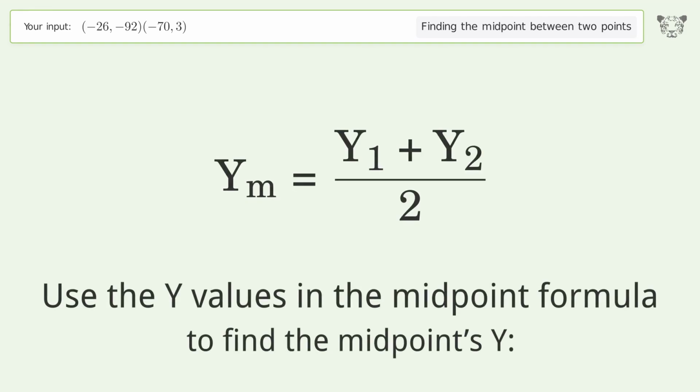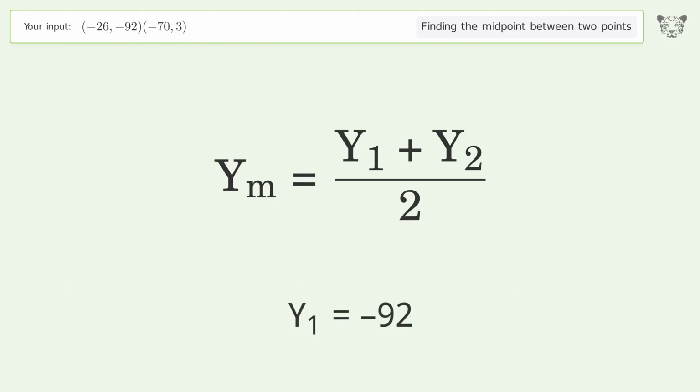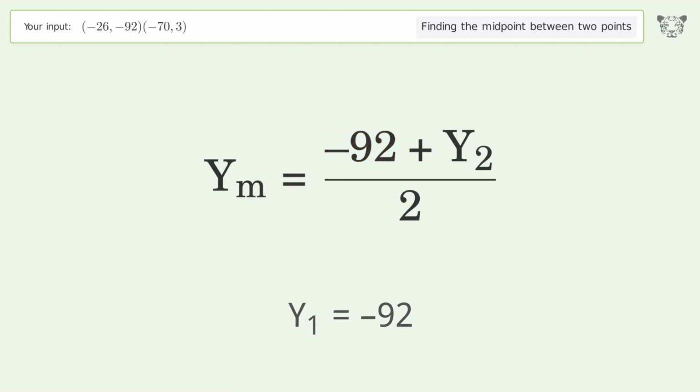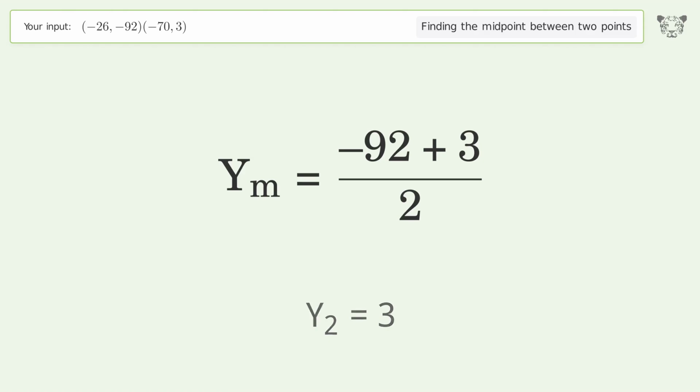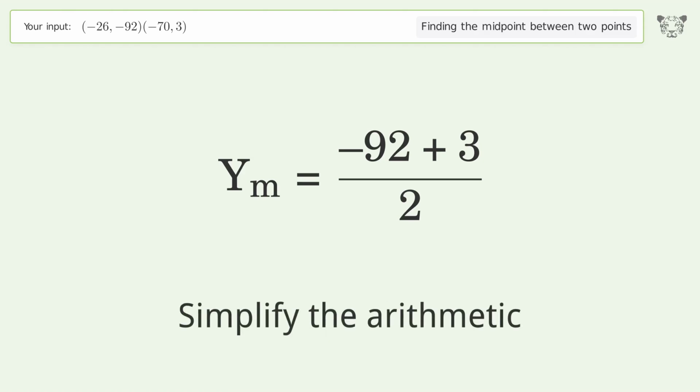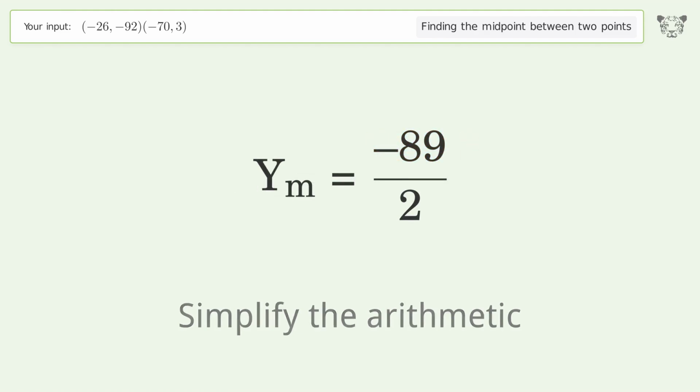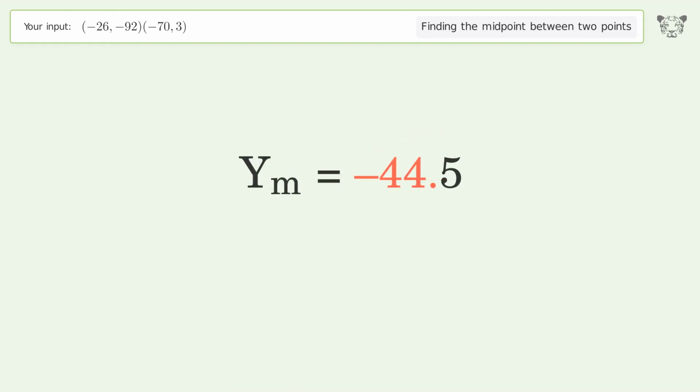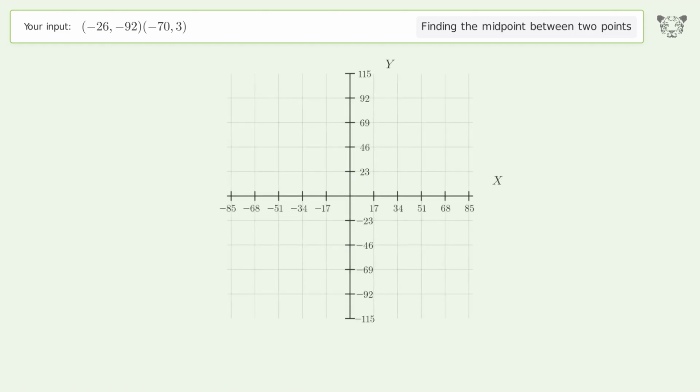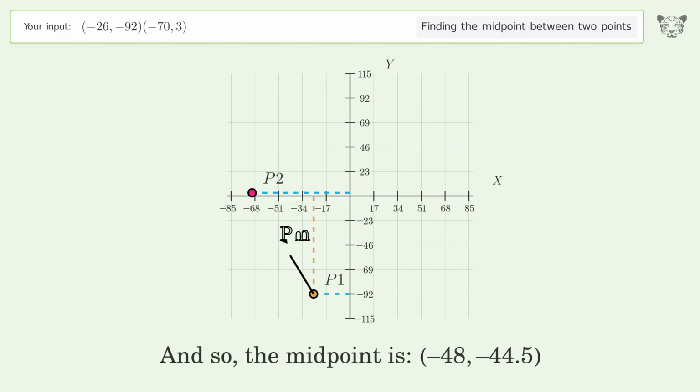Use the y values in the midpoint formula to find the midpoint's y. y1 equals -92. y2 equals 3. Simplify the arithmetic. And so, the midpoint is -48, -44.5.